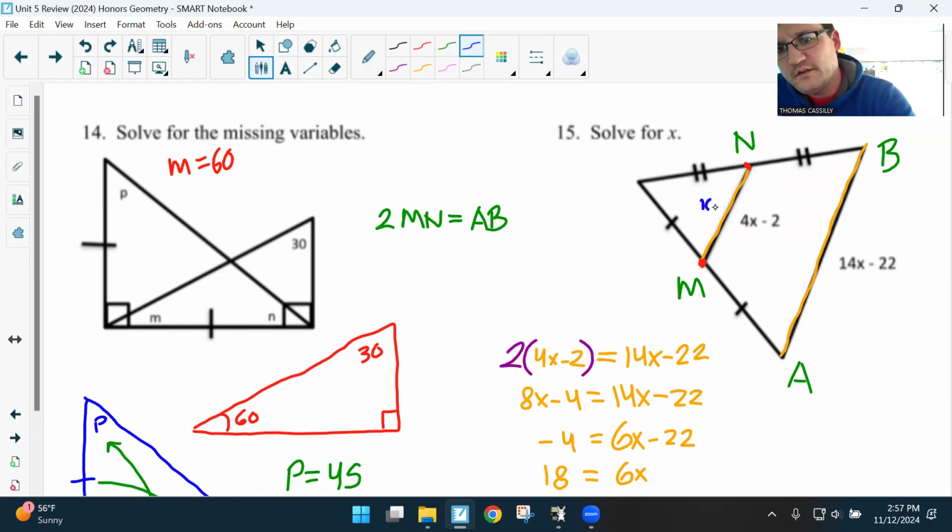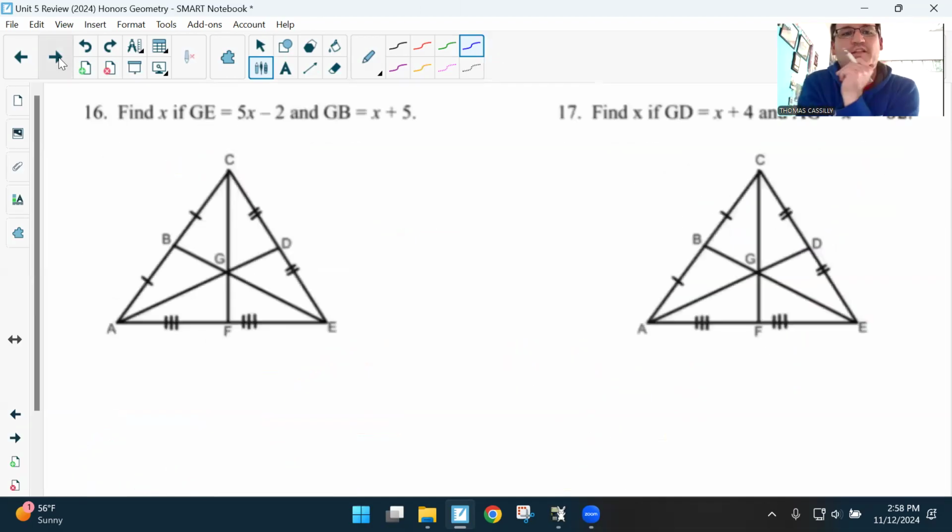So this has a length of 10. All right, 3 times 14 is going to be 42. 42 minus 22 gives us 20. We'll look at that. MN was 10, AB is 20. We said it needed to be half, and it is. All right, beautiful. Last page, here we go.